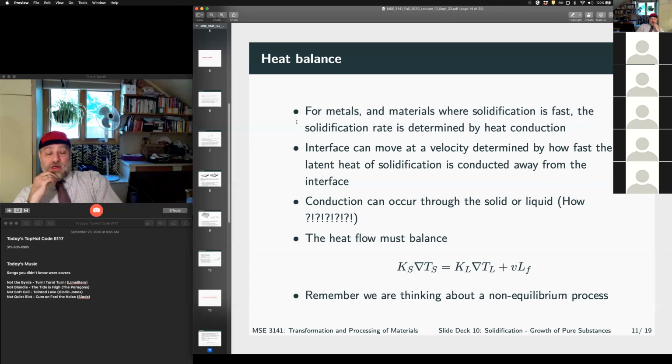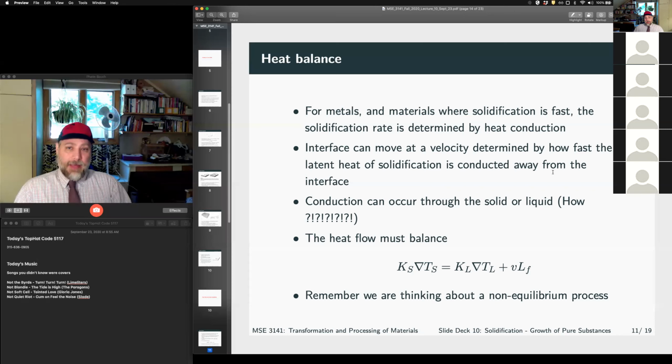So if we think about an atomically rough interface, we have all these tiny little protrusions on the surface, because we don't have this nice flat interface. We already said the solidification rate is going to be determined by heat conduction. And so our interface overall moves at a velocity that's determined by how fast the latent heat of solidification is going to be conducted away from that interface.